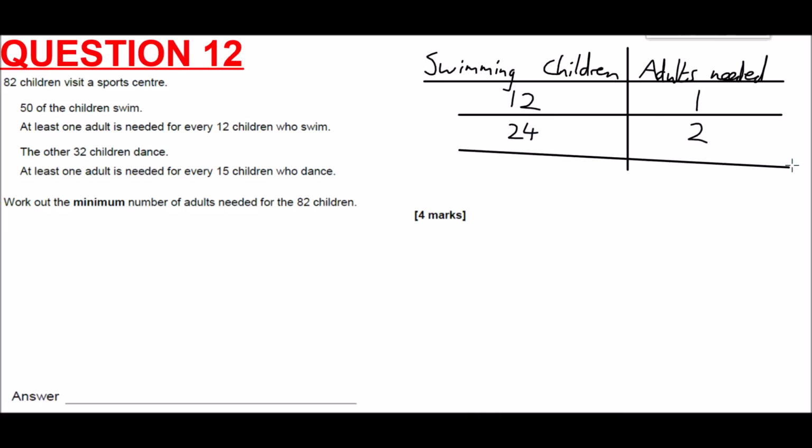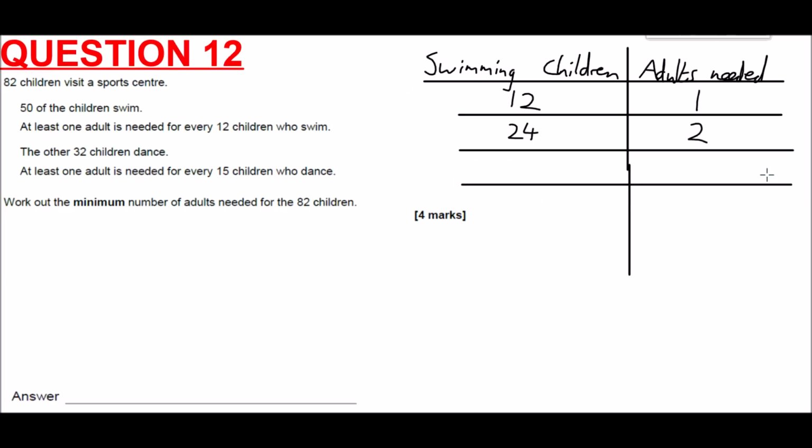So let's go again. Bit of a wonky line there, I'll just try and correct that. There we go. Add in a third adult. A third adult could look after another 12 children. So 12, 24, 36. We're getting closer, but we're still not there. Now a fourth adult could look after a further 12 children, which would be 48.